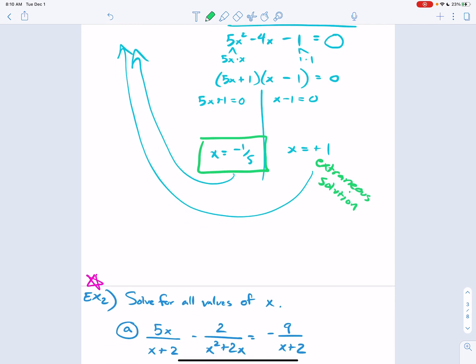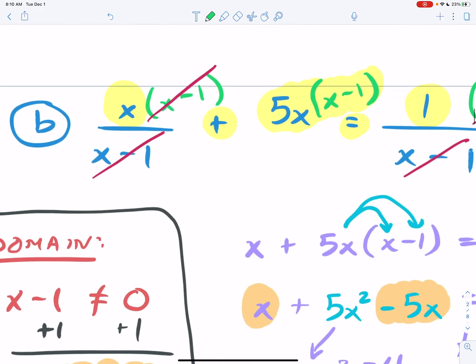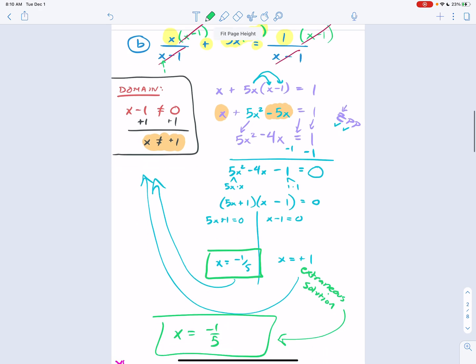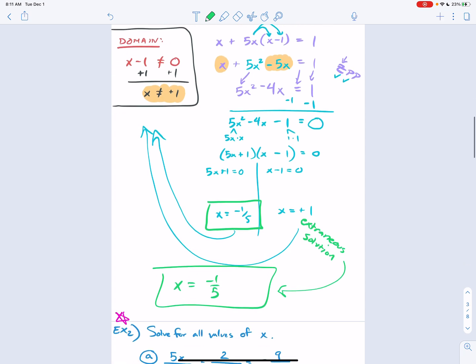So let's say on Delta Math, you would just write x equals negative 1/5. And then you would submit. You wouldn't write x equals positive 1 because it's just an extraneous solution. Because if you guys think about it, if you were to plug 1 back into your original problem, there would be an issue right there. Because 1 minus 1 will give you 0. And if you divide by 0, the whole equation blows up, right? It's undefined. So you would call it an extraneous solution. Now, you wouldn't say no solution because there is actually a solution that works, okay? So just keep that in mind.